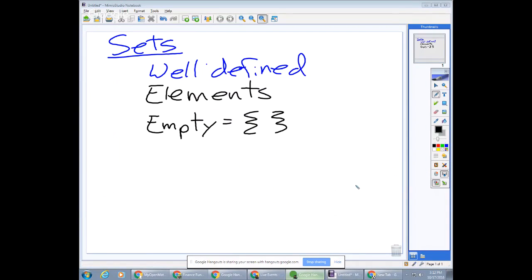Okay, so back to sets. So we want a set to be well-defined. That can be questionable. A set contains elements. A set can be empty, which means it can have nothing in it. Sometimes you'll see the empty set written with that symbol there in the book. It's not a zero. The line goes through and extends a bit. So a set can be empty.